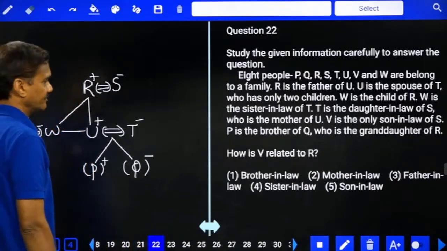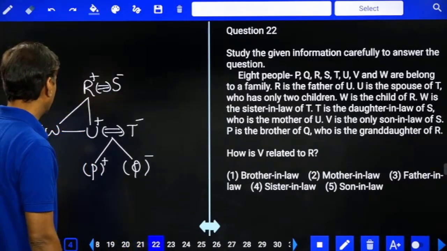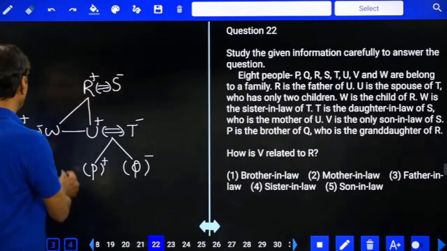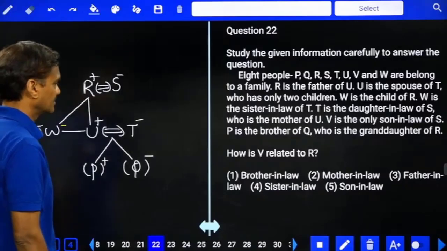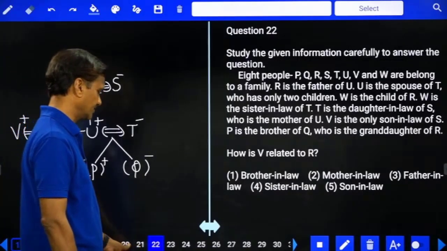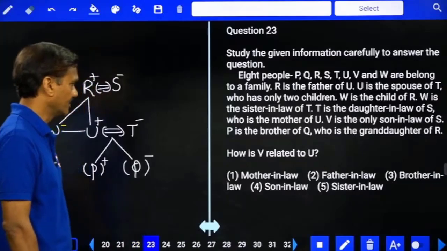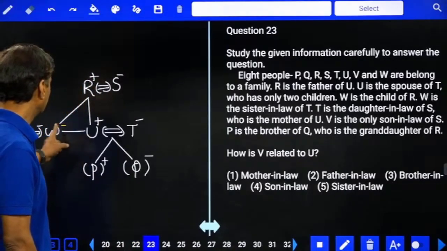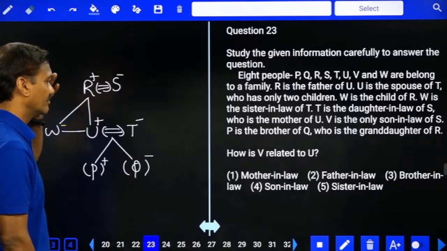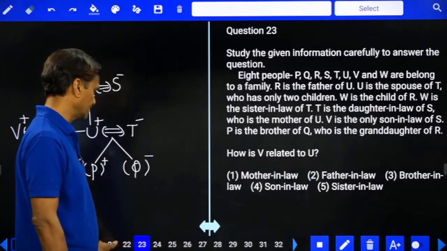The next one, 22. How is V related to R? R's daughter's husband. Daughter's husband means son-in-law. Son-in-law, that is choice 5, question number 22. The next one, 23. How is V related to U? V related to U, U's sister's husband, brother-in-law. Brother-in-law, choice 3. Questions 21 to 23.